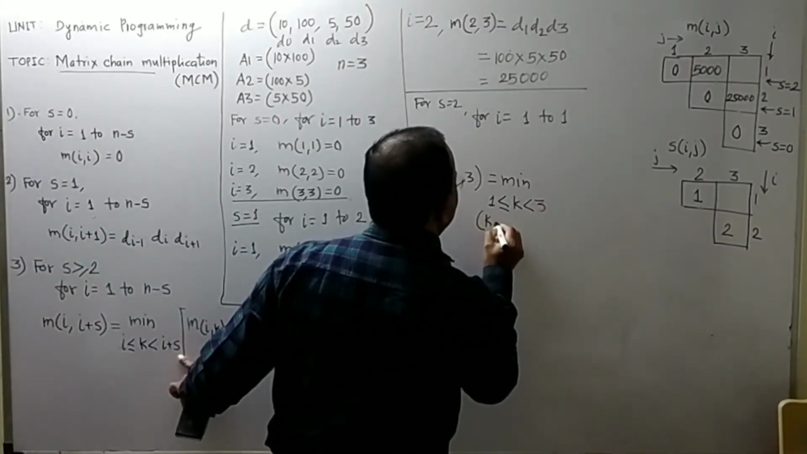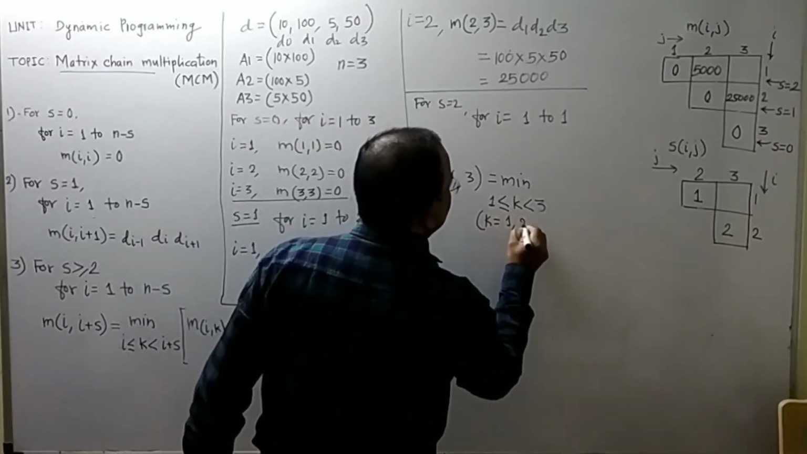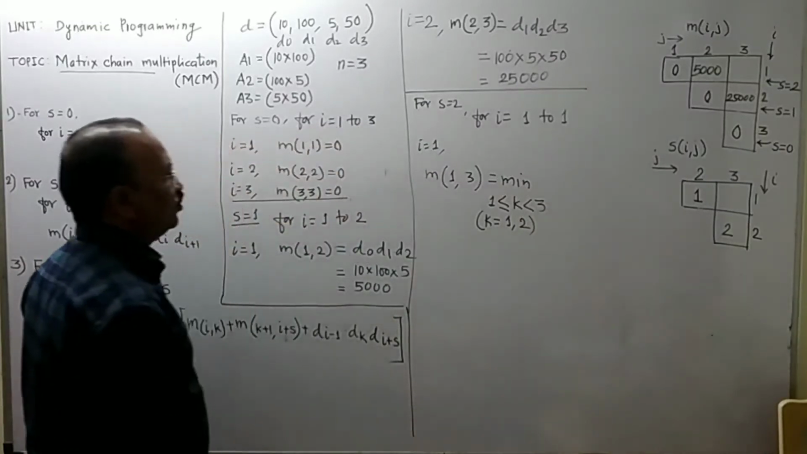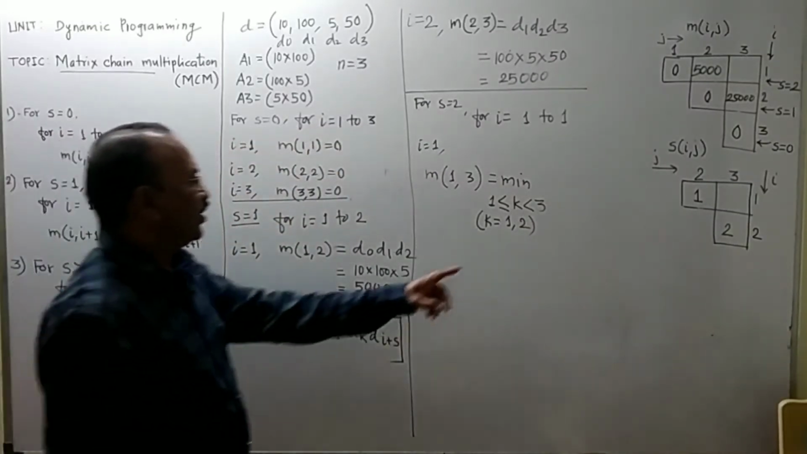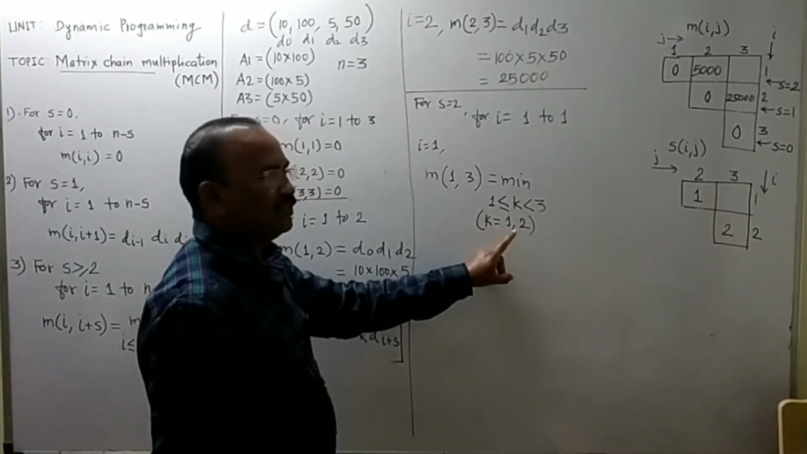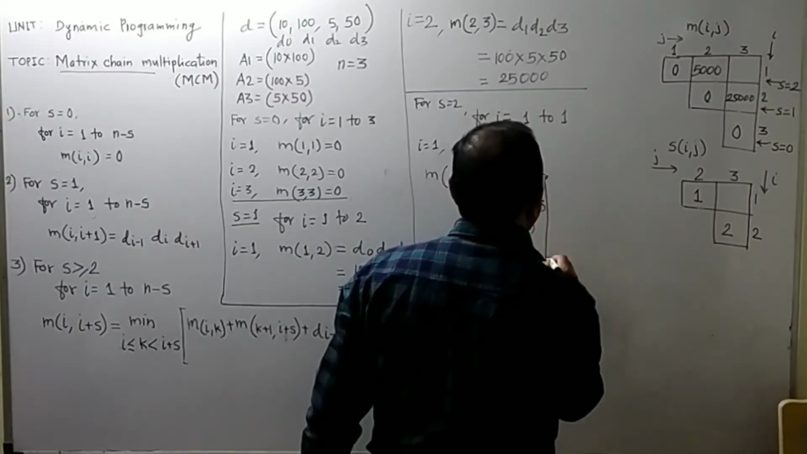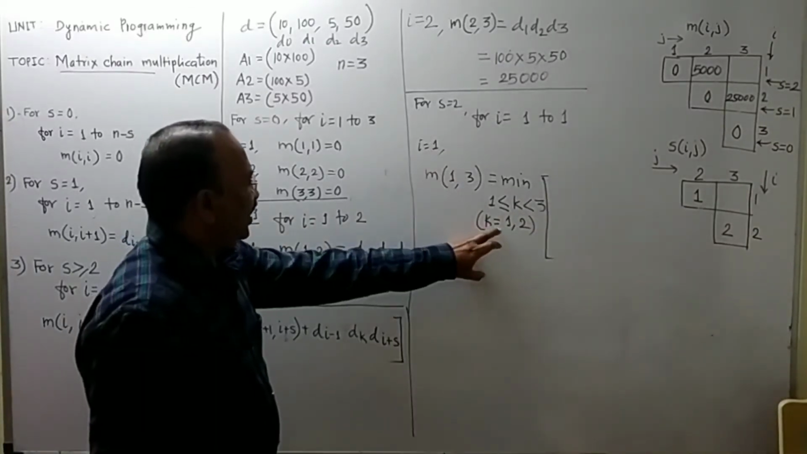That means k varies from 1 to 2. k varies from 1 to 2, so you will get two values: one for k is equal to 1, another for k is equal to 2. First take k is equal to 1.